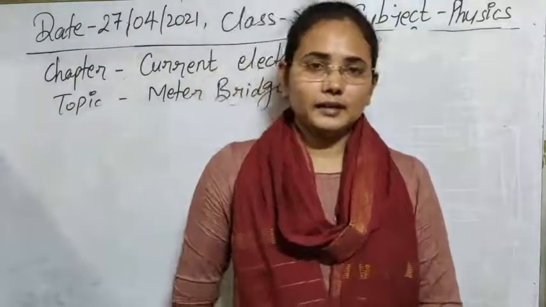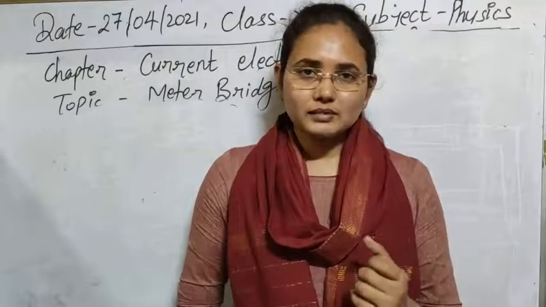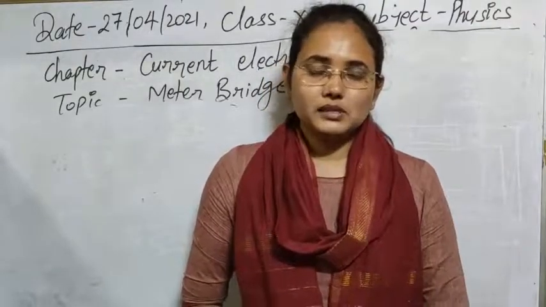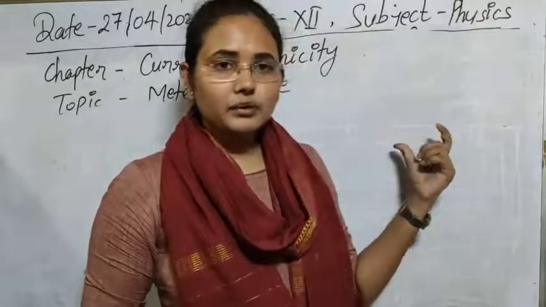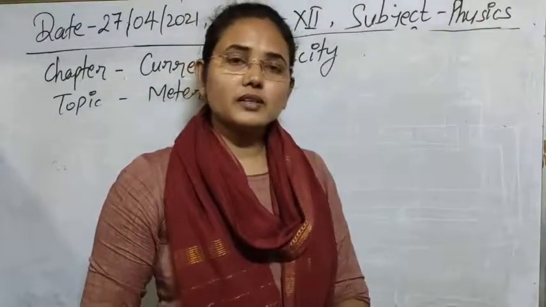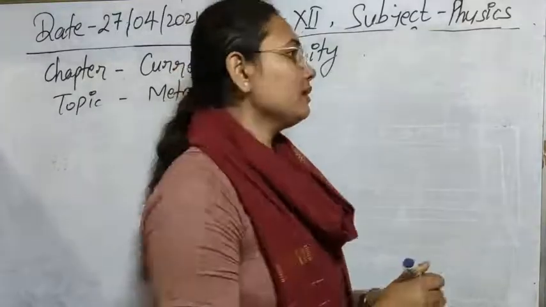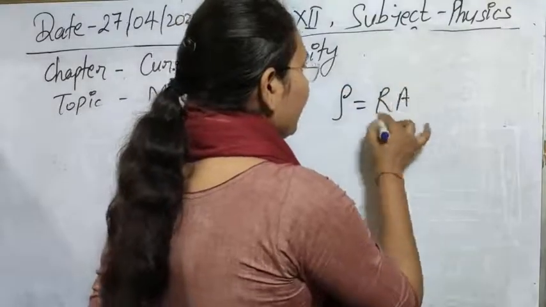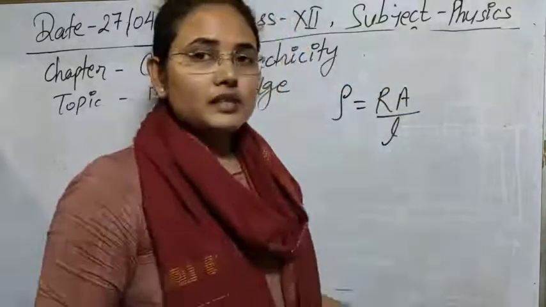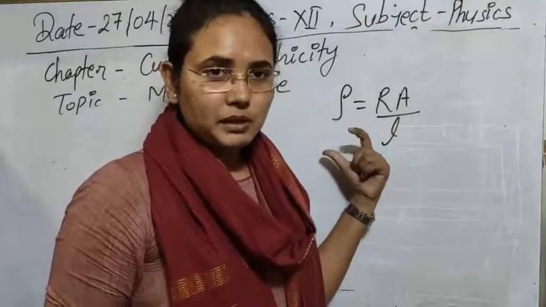Second thing, by using the meter bridge you can calculate the resistivity of any wire. Means the unknown resistance that you have used, if you want to calculate the resistivity of that wire, you can also calculate it by the same method. And in that case, as you know, resistivity is given by RA by L. So resistance you can calculate by the experimental method as I told you before.